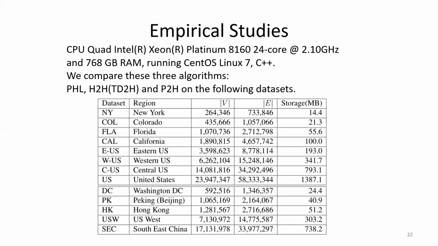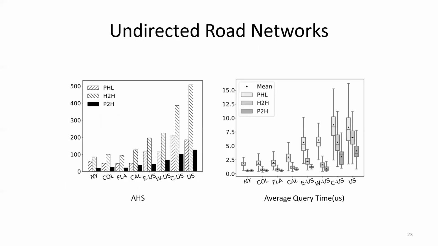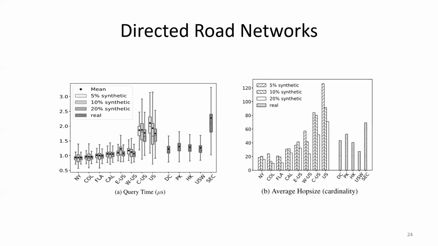Next are the empirical studies. We compare our method P2H with PHL and H2H on 5 undirected road networks and 5 directed road networks fetched from the OpenStreetMap. Our method achieved the smallest average hop size and the shortest query time accordingly on both undirected networks and directed networks.